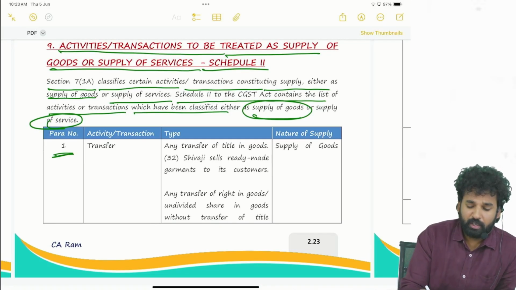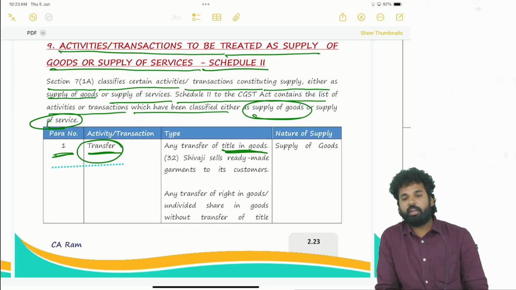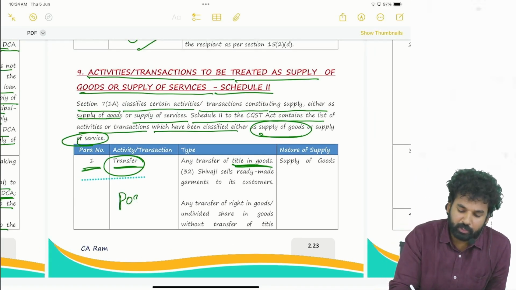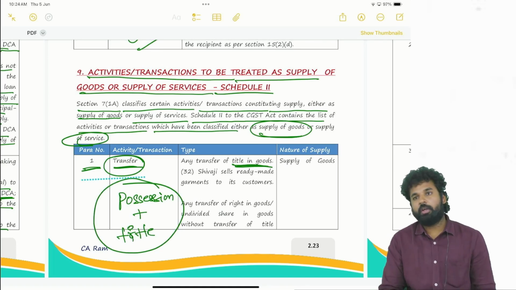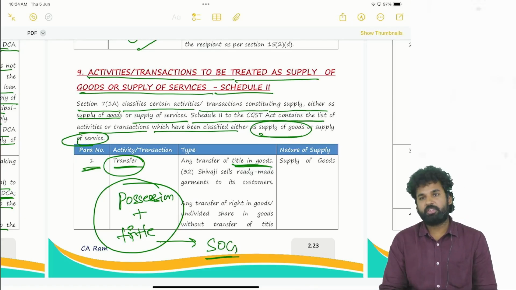First para: activity relating to transfer. A form of supply is transfer. So whenever a title in goods is being transferred, possession also needs to be transferred. Transfer of possession plus transfer of title, then it shall be treated as supply of goods.